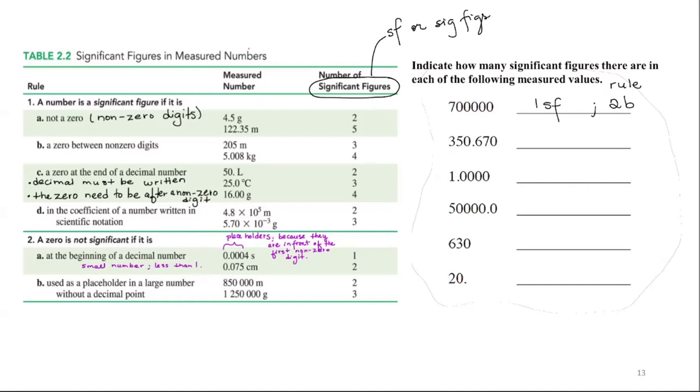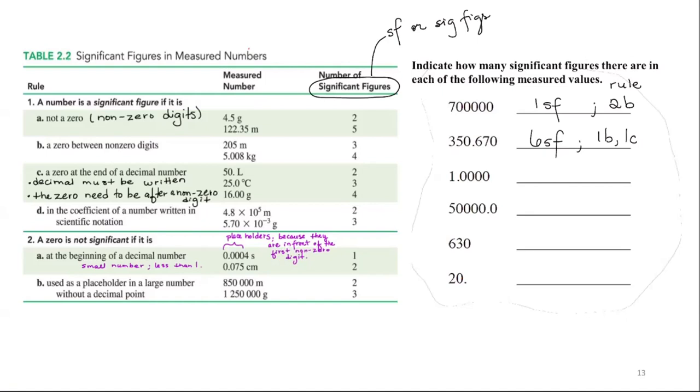Let's look at the second one. How many sig figs there? Let's put it in the chat. I agree with the students that put 6 sig figs. Why is that value 6 sig figs? Rule 1B and rule 1C. Rule 1B tells me that the 0 between the 5 and the 6 is significant. Rule 1C tells me that the 0 after the 7 is also significant.